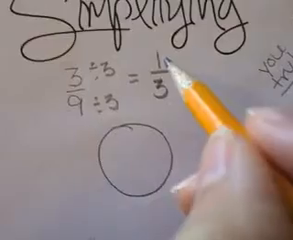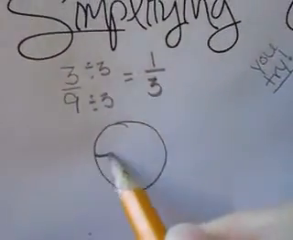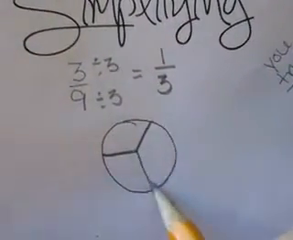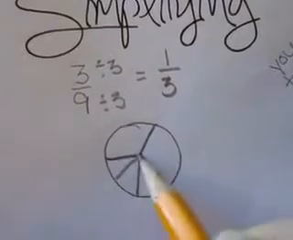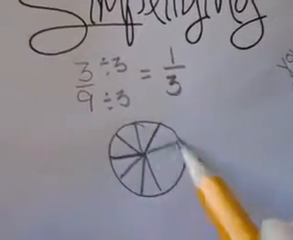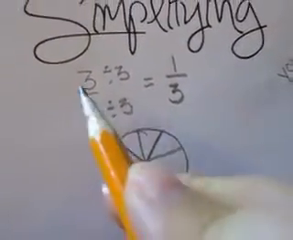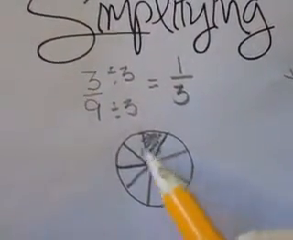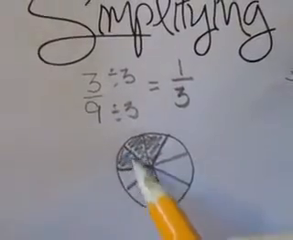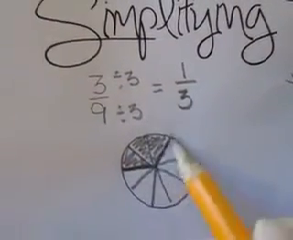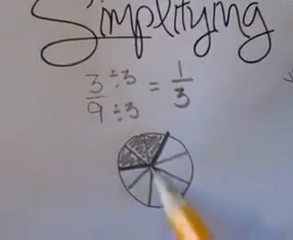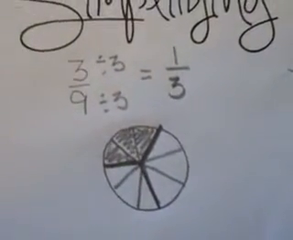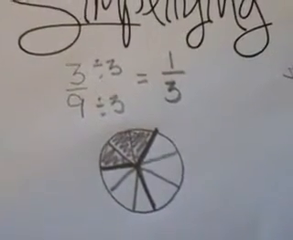is 1/3. Again, if we wanted to look at a picture of this, I'm going to separate my circle into 9 equal parts. The 3 tells me I have 3 pieces, so 1, 2, 3. And if you look very closely, you can tell that I have 1/3 of the circle shaded in.